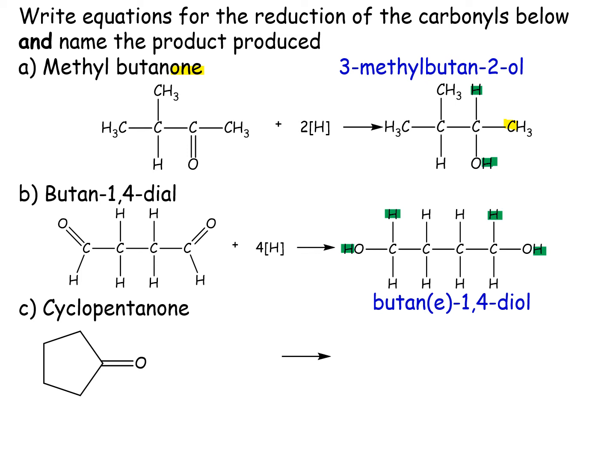Okay, last one then, cyclopentanone. So it is a ketone because the C double bond O, that carbon there, has a carbon either side, and it's a cyclopentanone. And so the corresponding alcohol then is going to look like this. Okay, so what would we call that then? Cyclopentanol. So we've changed the "-one" for an "-ol".